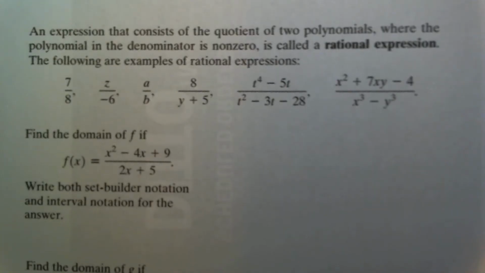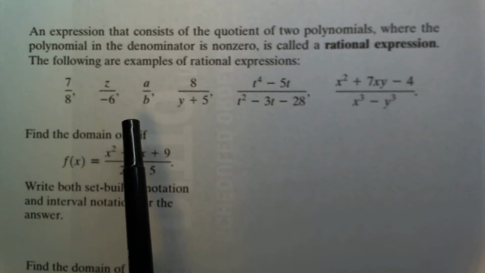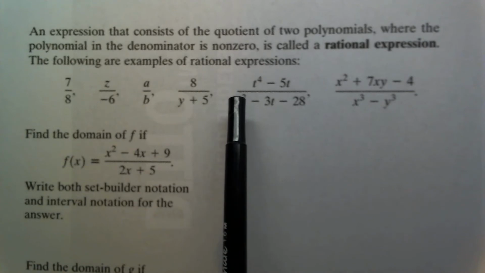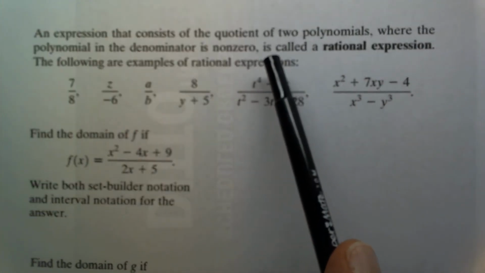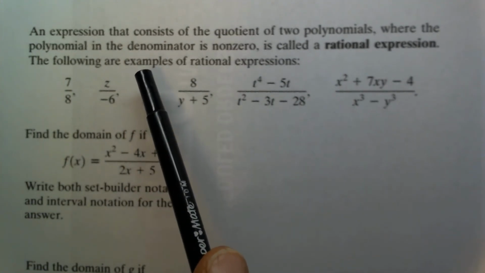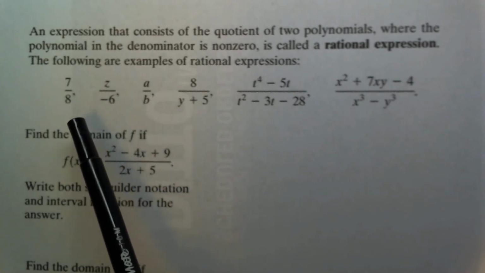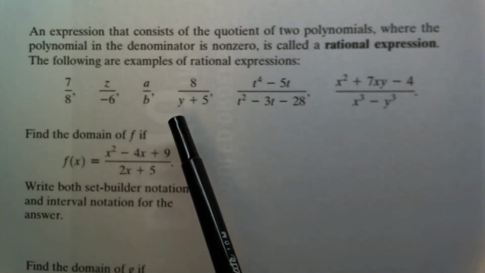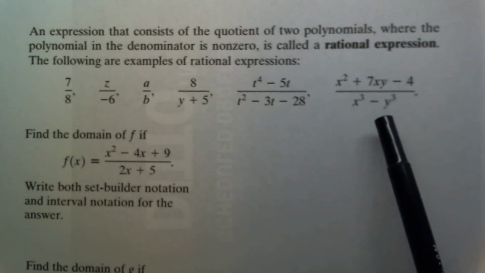First of all, let's define a rational expression. It's simply a quotient of 2 polynomials, where the one in the denominator, of course, has to be non-zero, because otherwise it wouldn't be defined. So here's officially an expression that consists of the quotient of 2 polynomials, but the polynomial in the denominator is non-zero. It's called a rational expression. And here are some examples: 7 divided by 8, z divided by -6, a divided by b, etc. And some that are more complicated, where you have polynomials in the numerator and denominator.